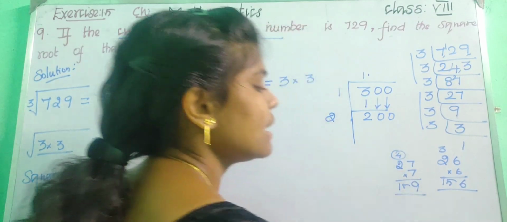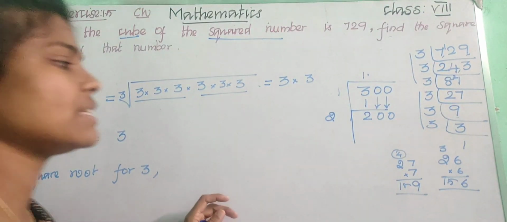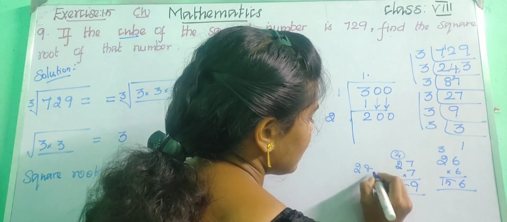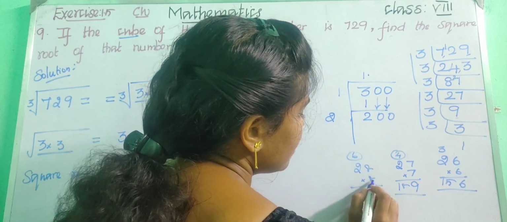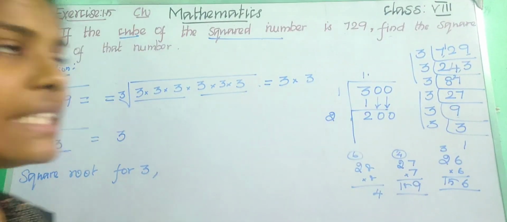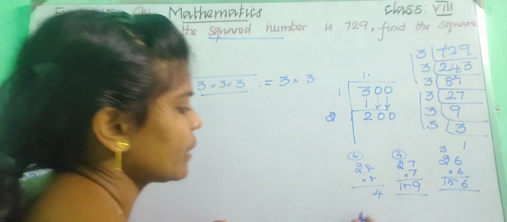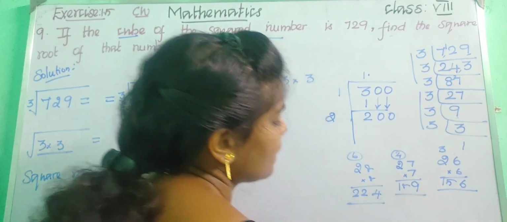Okay, 189 we got. Let us check with 8. So 2, 8, 8. 8 8s are 64. 6 as the carry. 2 8s are 16, 17, 18, 19, 22. So now we got 224.